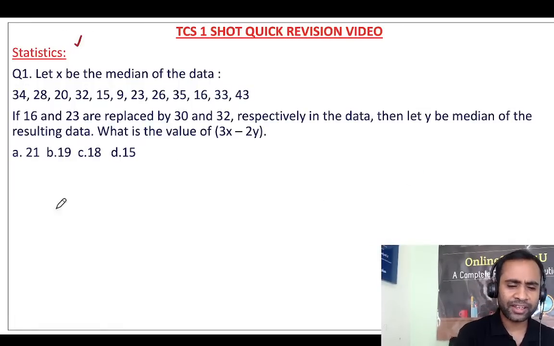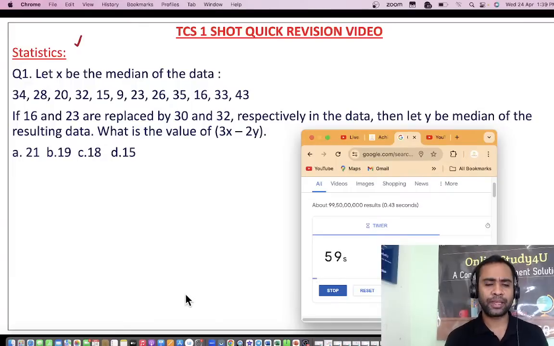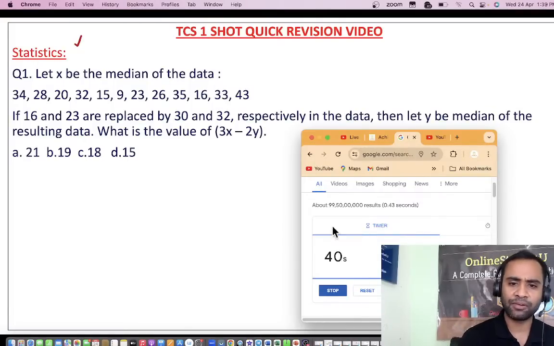Now, let us try to solve this particular question. Let X be the median of the data 34, 28, 20, 32, 15, 9, 23, 26, 35, 16, 33 and 43. If 16 and 23 are replaced by 30 and 32 respectively in the data, then let Y be the median of the resulting data. Then what is the value of 3X minus 2Y? Okay, so please solve.